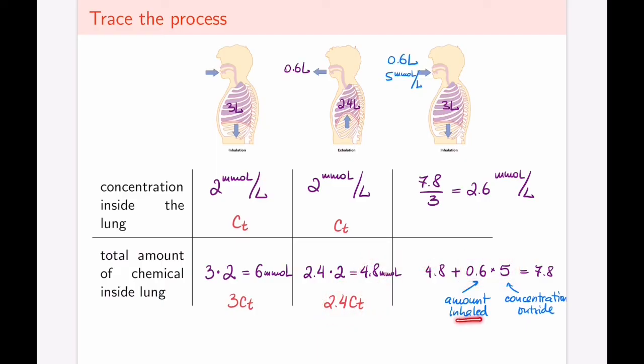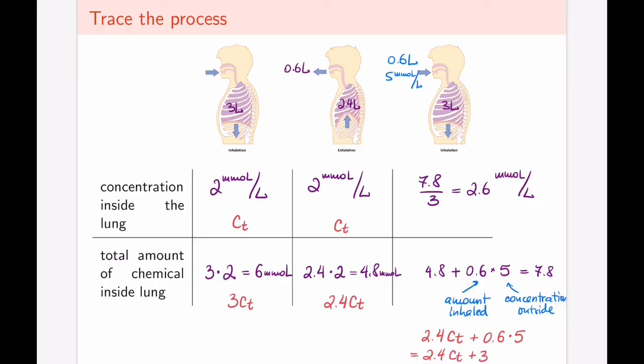And 0.6 times 5, the amount inhaled and the concentration outside, do not change. We're going to assume that the outside air is well mixed and therefore the concentration of it will always be 5, as opposed to a much smaller amount inside the lung. So here we're going to get 2.4 C sub T, which for our first calculation simply corresponded to 4.8, plus the mixed outside concentration. Okay, I'm going to simplify this a little bit. 0.6 times 5 is simply 3, and that's what we get.